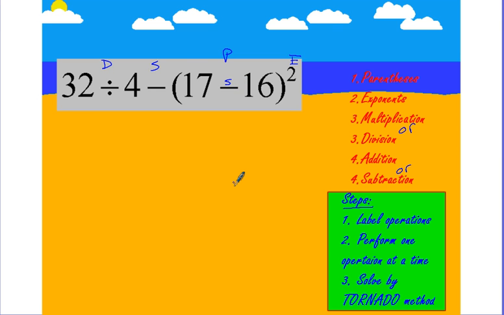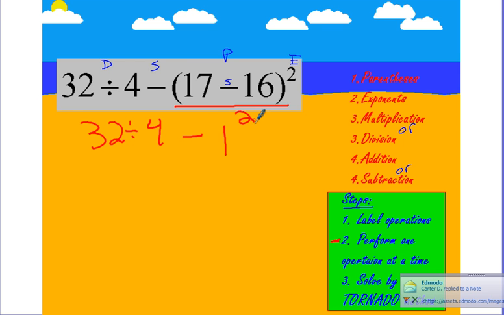So the very first thing that we do is anything that is in parentheses. What I like to do is underline the operation that I do first. So 17 minus 6 is going to be 11. And it says right here to perform only one operation at a time, so I bring everything else down. I write my 32 down, my division symbol, my 4, my subtraction sign, and my square.